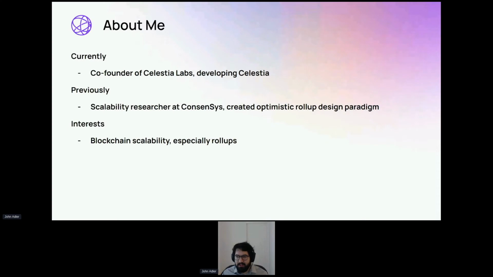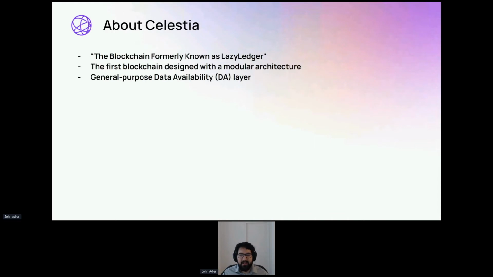But okay, let's start a bit about me. I'm John Adler. I'm one of the co-founders of Celestia Labs, and we are developing the Celestia blockchain. Previously to this, I was a scalability researcher at Consensus, where I created the optimistic rollup design paradigm. And my interests in the space are primarily focused on blockchain scalability, and especially rollup constructions of various flavors and varieties and techniques.